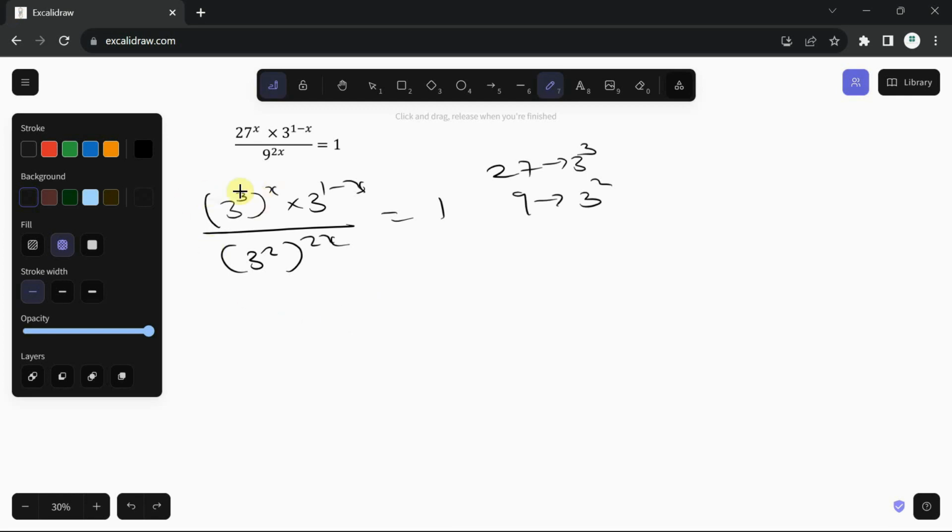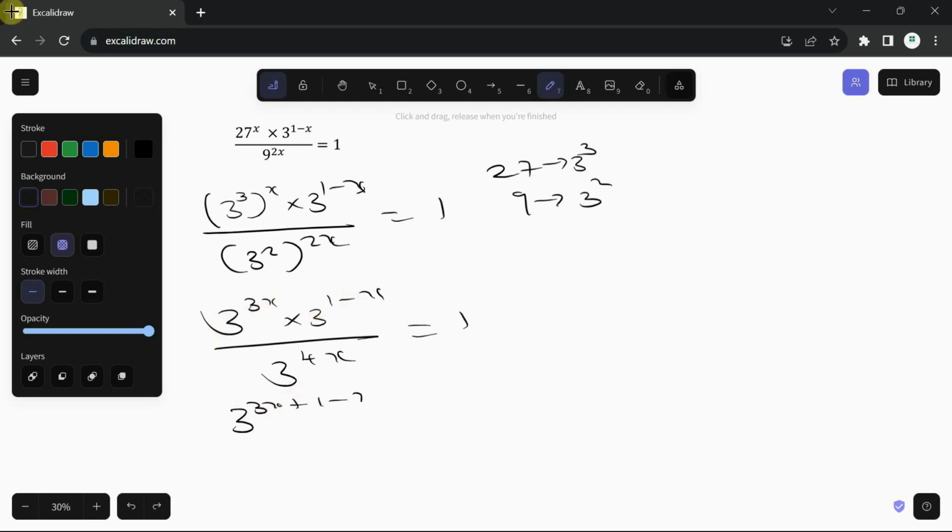Right, so let me simplify. That will be 3 raised to the power of 3 times x, which is 3x, times 3 raised to the power of 1 minus x all over 3 raised to the power of 2 times 2x, that is 4x, is equal to 1. Right, so this 3 raised to the power of 3x, since they have the same base, I can add their powers. 3x plus 1 minus x all over 3 raised to the power of 4x is equal to 1. So let's simplify. 3x minus x, that's 2x.